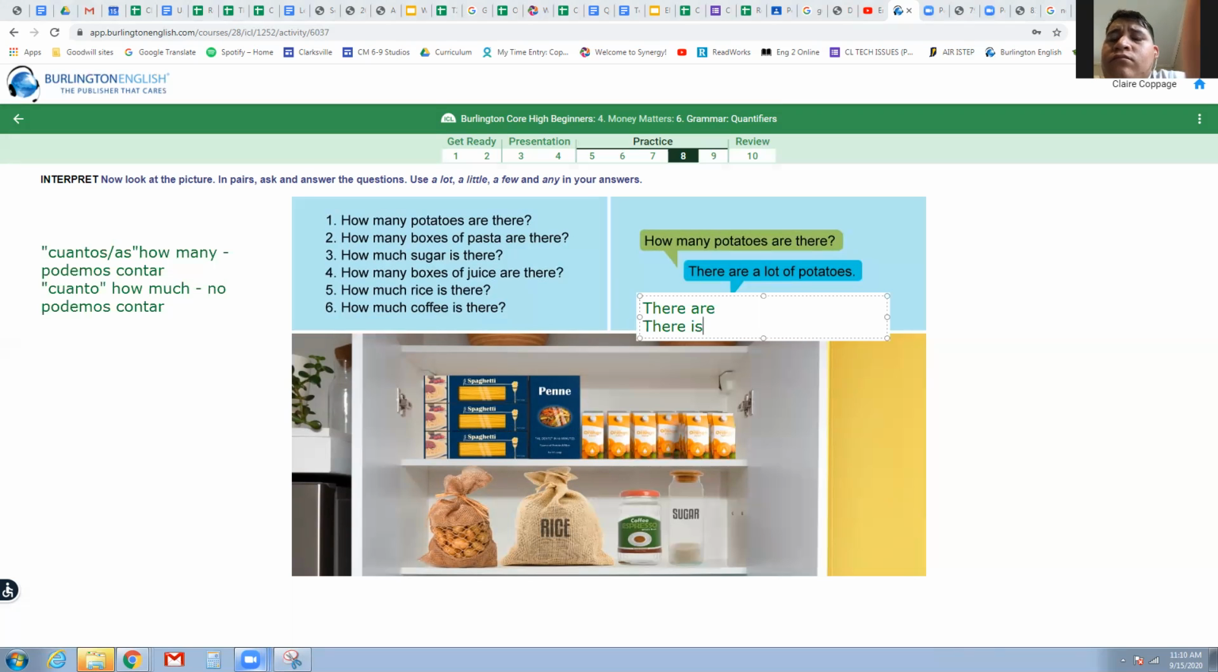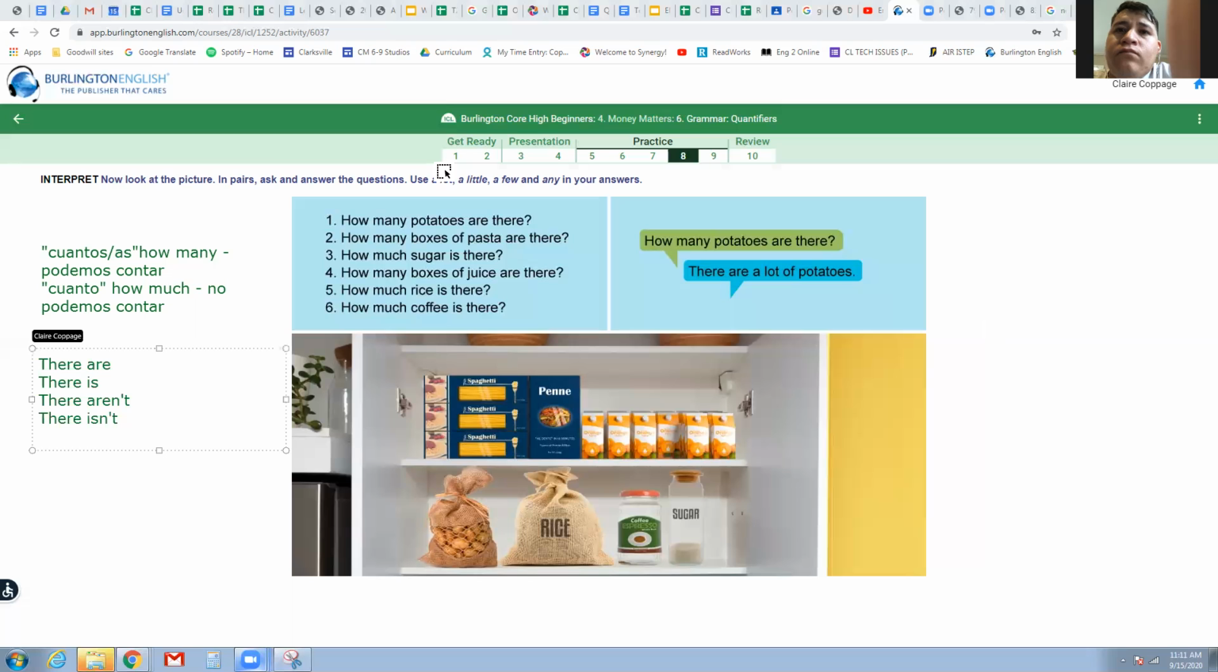Hay muchas papas. If it's singular, there is, like juice or something. The non-count, si no podemos contar, we'll say there is, or there isn't. So we can do it positive and negative, okay? And so we will look at the picture and find out. So I'm gonna move this a little bit right over here. Okay. All right, so I'll ask you, how many boxes of pasta are there?